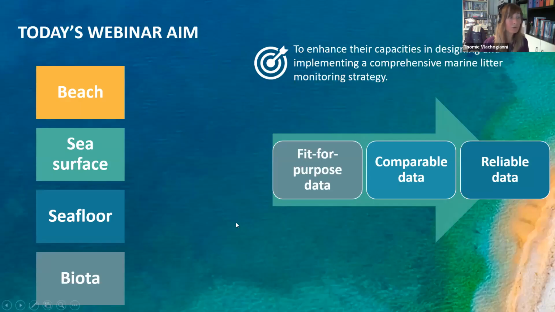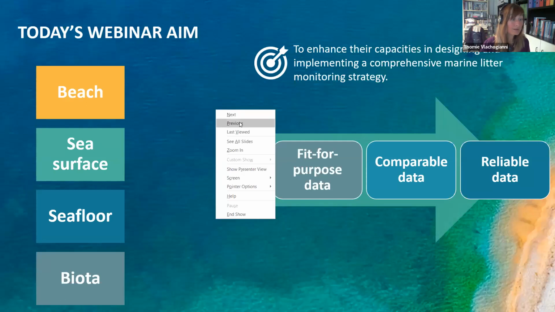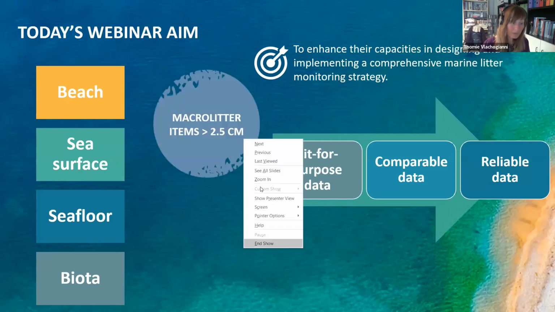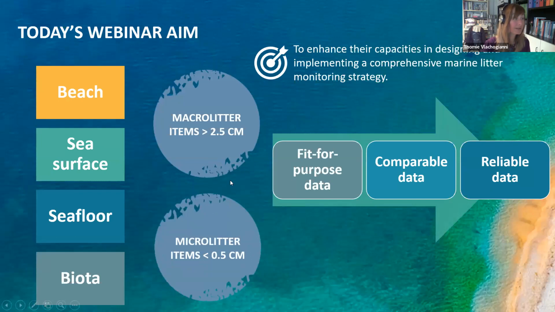All right, so what is today's topic, the topics that will be addressed in this webinar? First of all, this webinar has been designed in order to enhance your capacities in designing and implementing a comprehensive marine litter monitoring strategy.